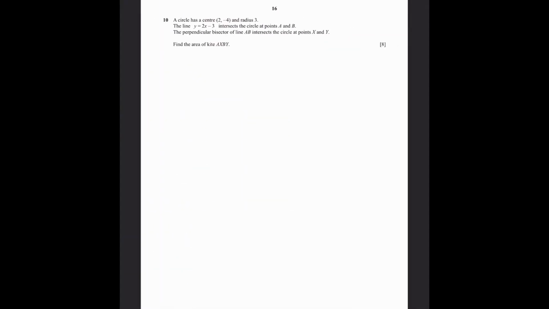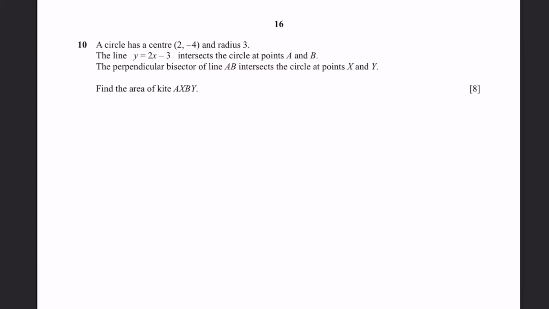Now I can go to question 10. A circle has center (2, negative 4) and radius 3. The line y equals 2x minus 3 intersects the circle at points A and B. The perpendicular bisector of the line AB intersects the circle at points X and Y. Find the area of the kite AXBY. Firstly, let's find the intersection of the line y equals 2x minus 3 and this circle.